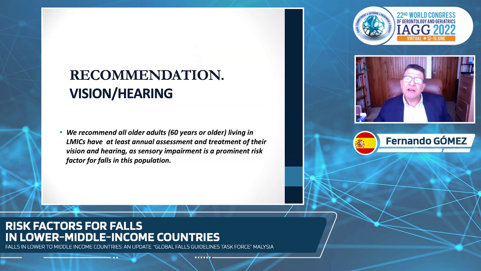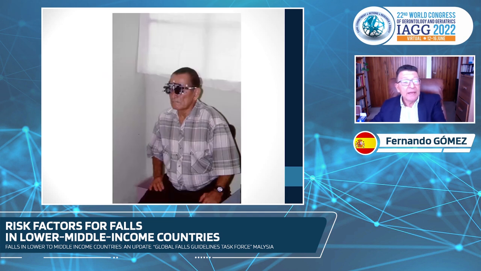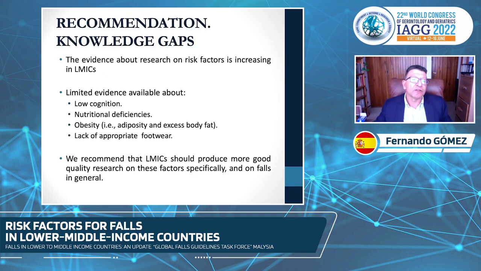Regarding vision and hearing, we recommended at least annual assessment and treatment of their vision and hearing, because sensory impairment is a prominent risk factor for falls in this population, and it's very important to identify and promote programs for unaddressed refractive problems in our countries.